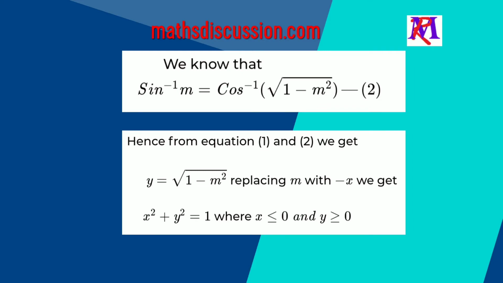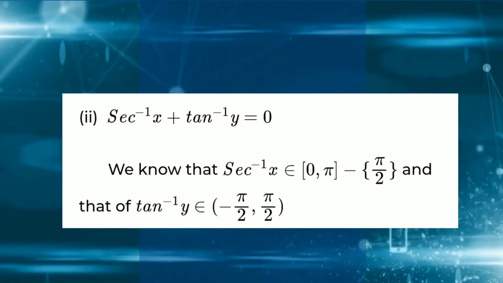Therefore from equations 1 and 2, we get y is equal to square root of 1 minus m squared. Now replace m with minus x, and square both sides. We get the locus x squared plus y squared is equal to 1, where x is less than or equal to 0, and y is greater than or equal to 0. Hence the locus is an arc of a circle, with center at the origin, and radius 1 unit.